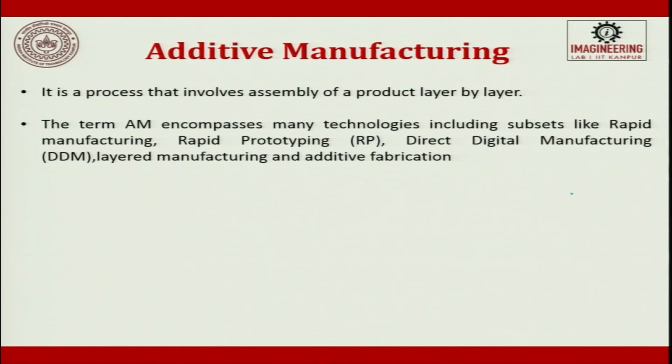The next one is additive manufacturing. It is a process that involves assembly of a product layer by layer. So, for example, if you want to construct a 3D object, even today what we do is we divide it into several small pieces.